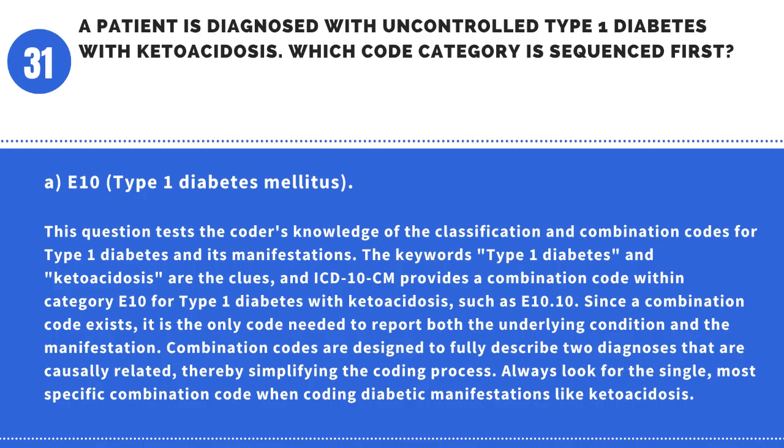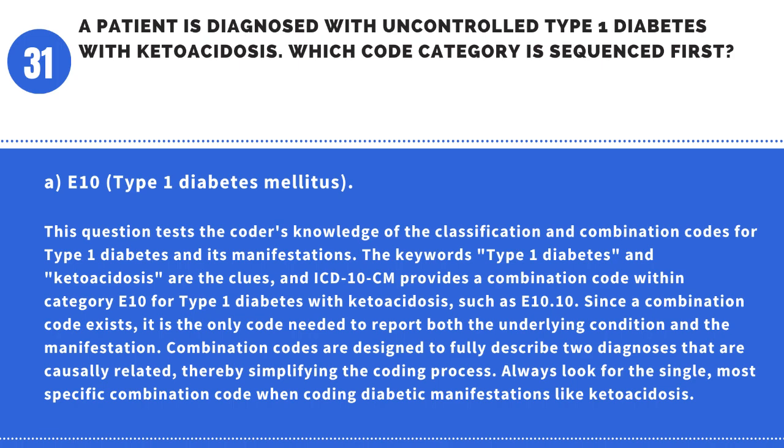This question tests the coder's knowledge of the classification and combination codes for type 1 diabetes and its manifestations. The keywords type 1 diabetes and ketoacidosis are the clues, and ICD-10-CM provides a combination code within category E10 for type 1 diabetes with ketoacidosis, such as E10.10.